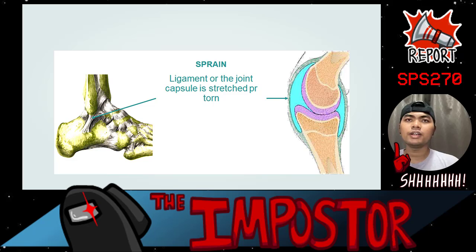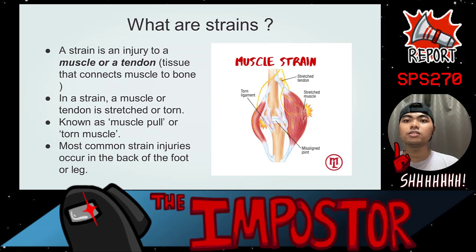In another slide, I show you how the ligament is stretched or torn in a sprain. Next, what is a strain? A strain is an injury to a muscle or a tendon, which is tissue that connects muscle to bone, unlike a sprain, which is bone to bone. Sometimes a strain is called a pulled muscle or torn muscle.